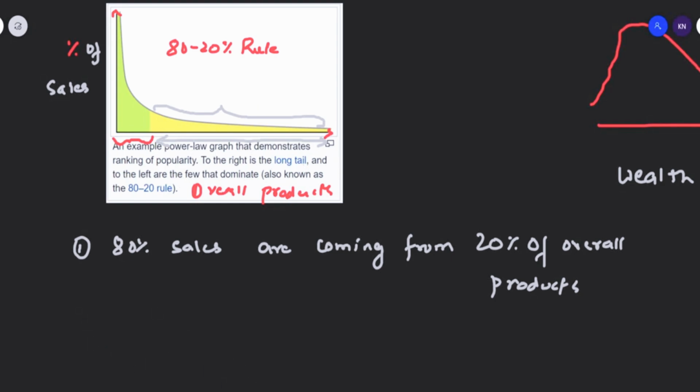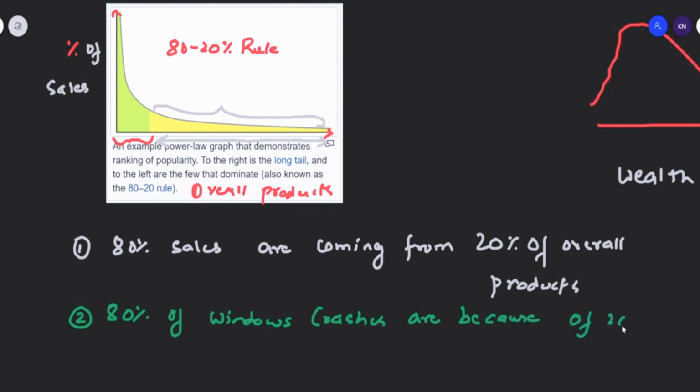The second example I'd like to consider over here: 80% of Windows crashes, I hope everybody uses Windows, are because of 20% of all the bugs, the overall bugs. So this is again an amazing example. We can also consider this.